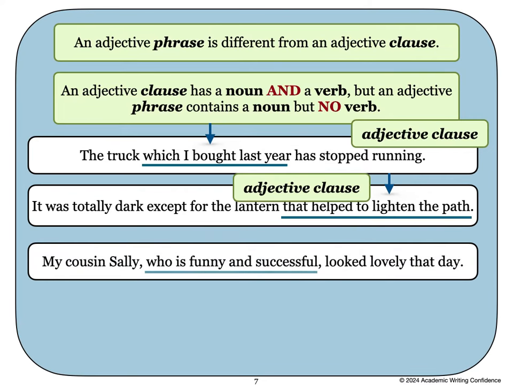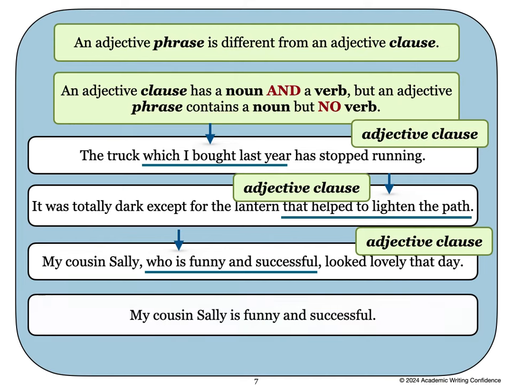My cousin Sally, who is funny and successful, looked lovely that day. Again, you can see that there is a verb in this group of words, so it makes it an adjective clause. If we change our sentence to this, my cousin Sally is funny and successful. Now we have an adjective phrase. There's no verb in the phrase.